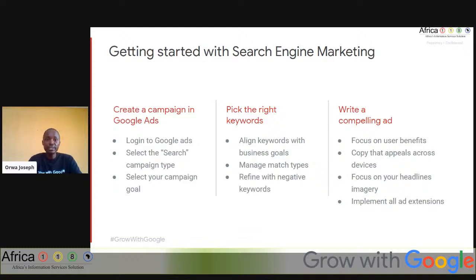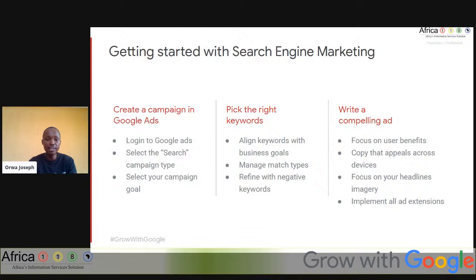And then you pick the right keywords. The keyword means which words you feel you need to use, and you think your customers will be using while doing search queries online. And lastly, you write a compelling ad. Focus on your user benefits, copy that appeals across all devices, focus on your headline and imagery, and implement all ad extensions.